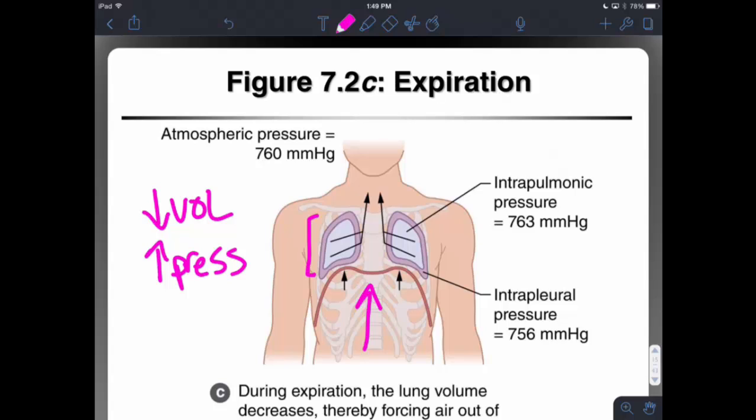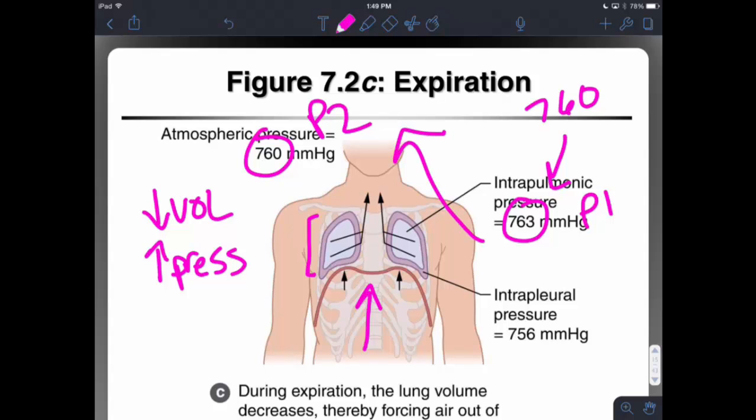Remember it was 760, now it increases up to 763, setting up a gradient that favors air coming out. As air comes out, the pressure is going to drop inside the lungs from 763 to 762 to 761. Once it gets to 760, we're back at equilibrium. No more air comes out. Expiration is over. And now you've got a complete respiratory cycle.